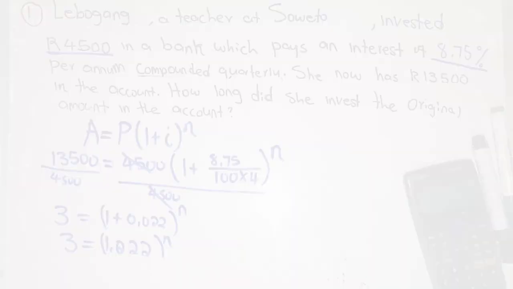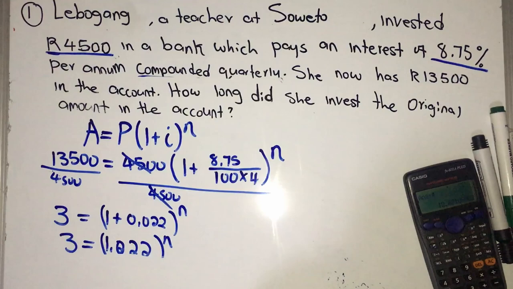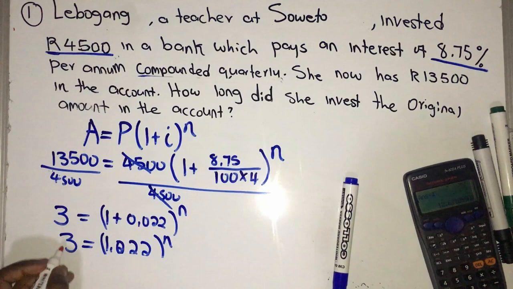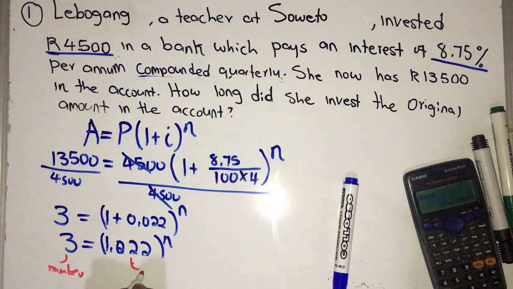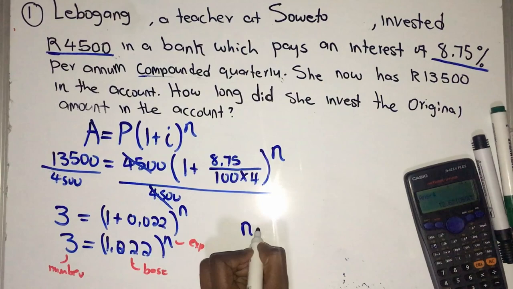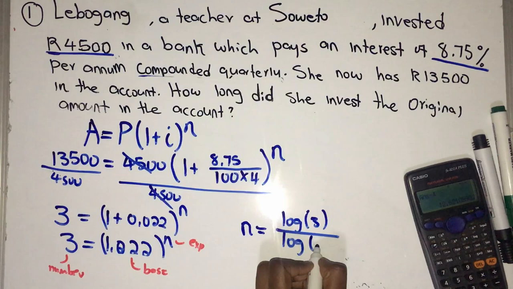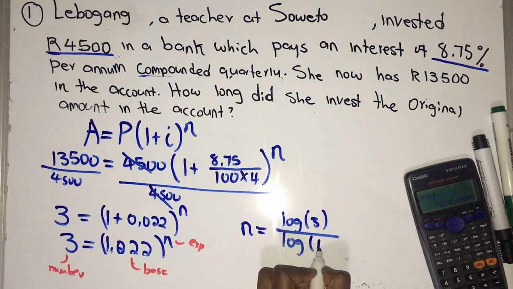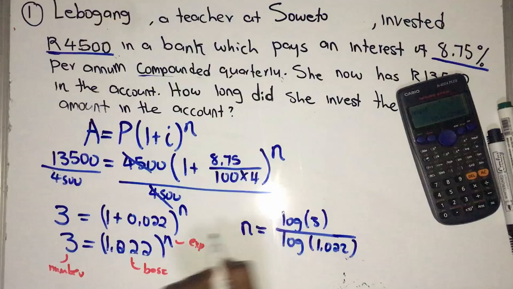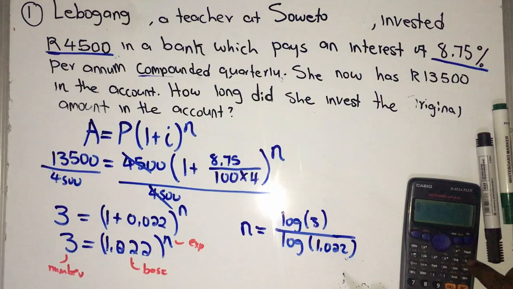Okay, so now we're going to find the value of n. Because we have a number, a base, and our n is the exponent, we're going to apply the log rules. To find the exponent, we take the log of your number, which is 3, over the log of your base. Your base is 1.022. Okay, so we look at this in the calculator. We have log 3 over log 1.022. What did I do wrong?